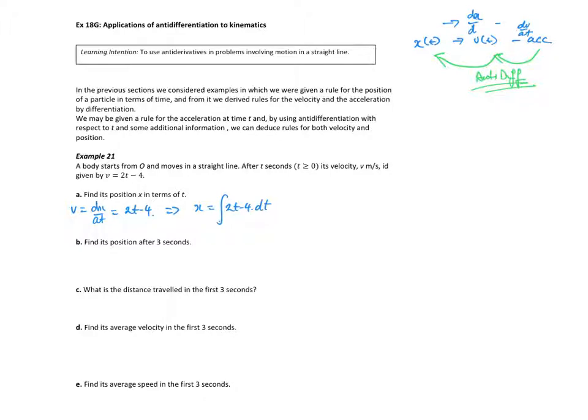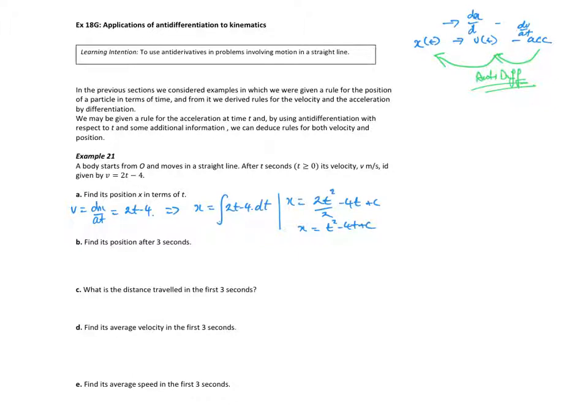So x is equal to 2t, add 1 to the power and divide by the power, minus 4t plus some constant c. So my position is actually t squared minus 4t plus c.